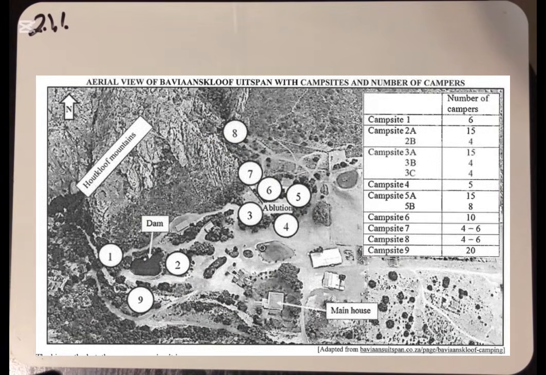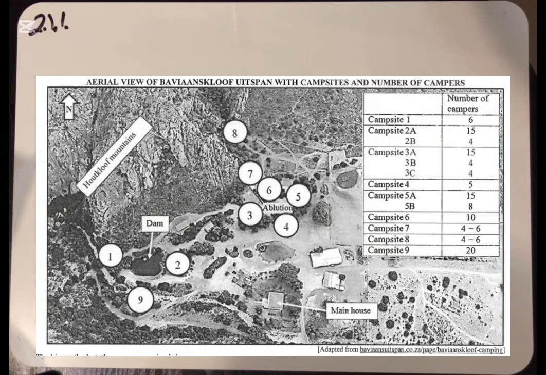Let's look at annexure A, what is happening here. If we look at annexure A, we can see that we are seeing the aerial view of this place. We see 1, 2, 3, 4, 5, 6, 7, 8, 9 campsites. We have the main house there. We have the dam between 1, 2, and 9. And then we have the number of campers, for example, campsite 1 accommodates 16. Campsite 2 is divided into A and B with 15 plus 4, which is 19. Campsite 3 is divided in A, B, C, which is 15 plus 4 plus 4, which is 23.